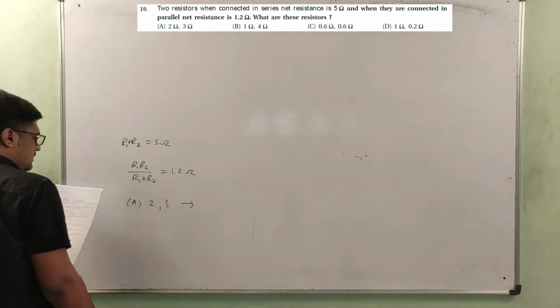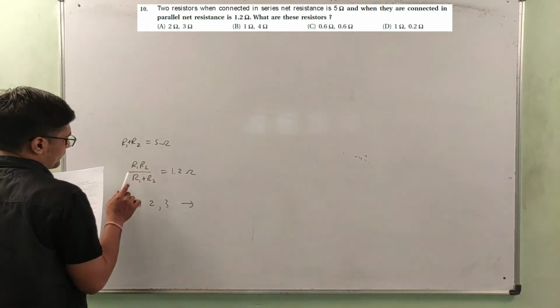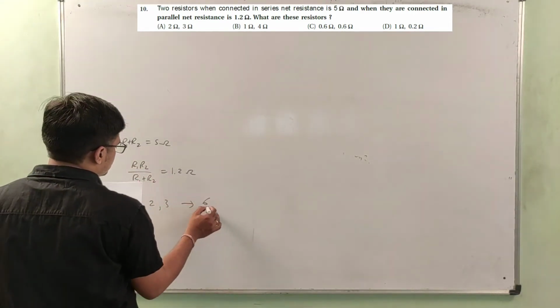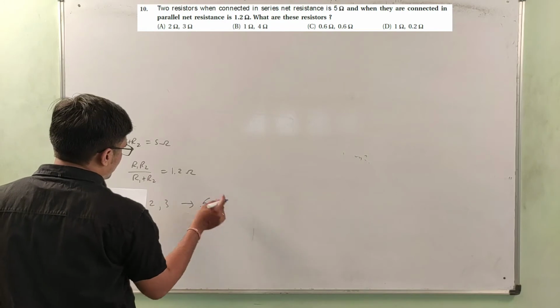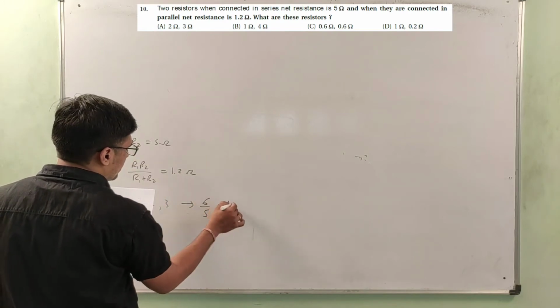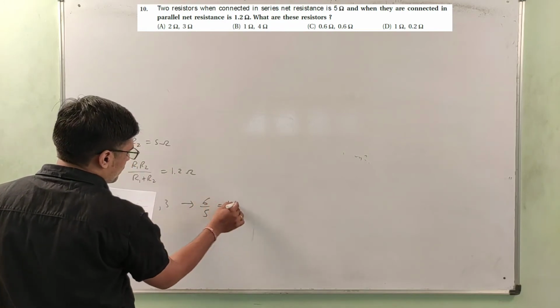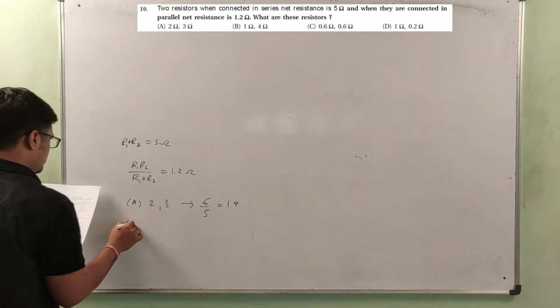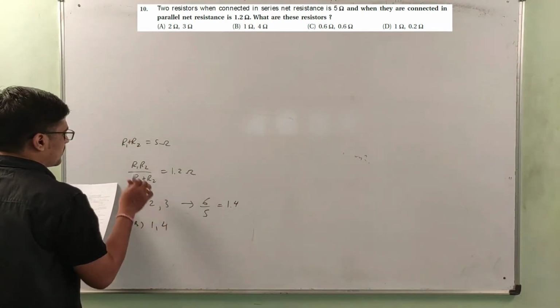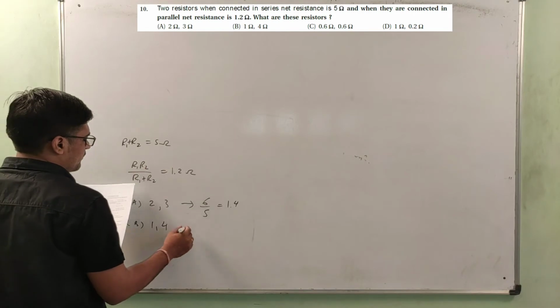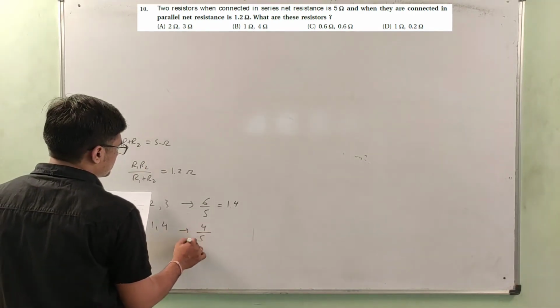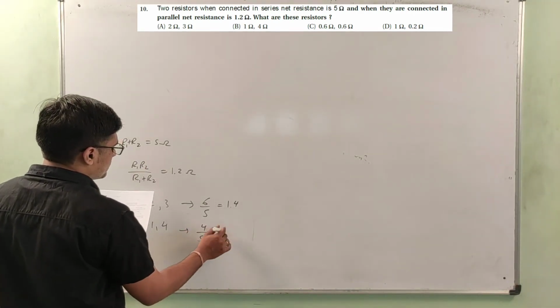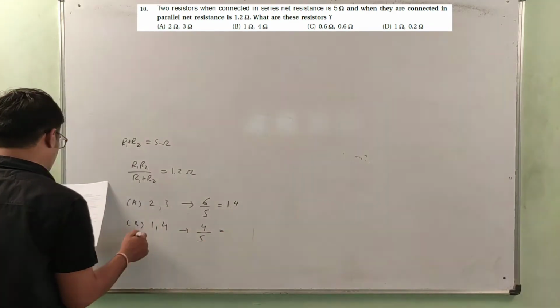If the answer is 2 and 3, then 2 plus 3 is equal to 5. 2 into 3 is 6, by 2 plus 3, 5, 6 by 5 is equal to 1.4, so this is not our answer. Second option, 1 and 4. 1 plus 4 is equal to 5, 4 into 1 is 4, divided by 4 plus 1, 5, 4 by 5 is equal to 0.8, so this is also not our answer.